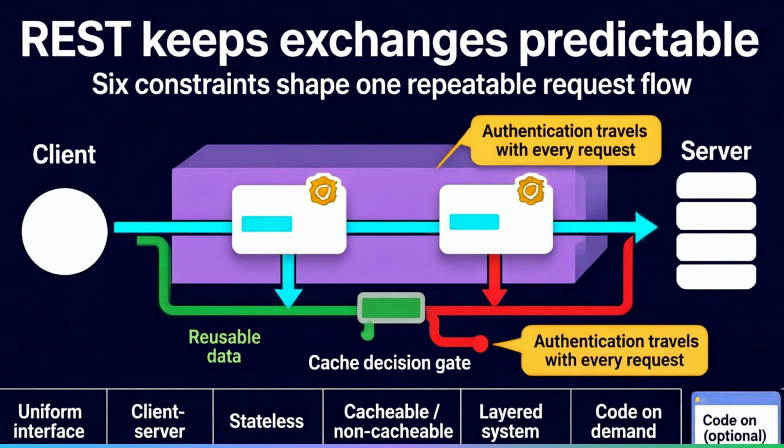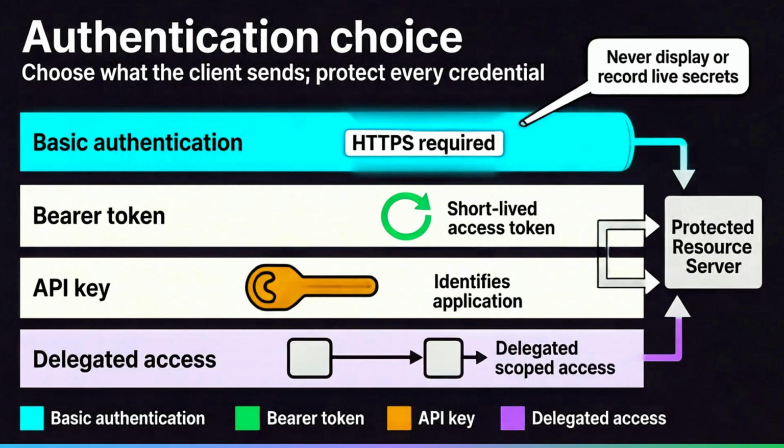Cacheability is another REST decision. A stable, reusable resource may be marked cacheable to avoid repeated retrieval. Frequently changing or sensitive data should be marked non-cacheable, preventing stale views and risky storage. REST also includes layered systems and optional code on demand. For CCNA, recognize all 6 constraints, then focus on how uniform interface, client-server, statelessness, and cacheability shape the request flow.